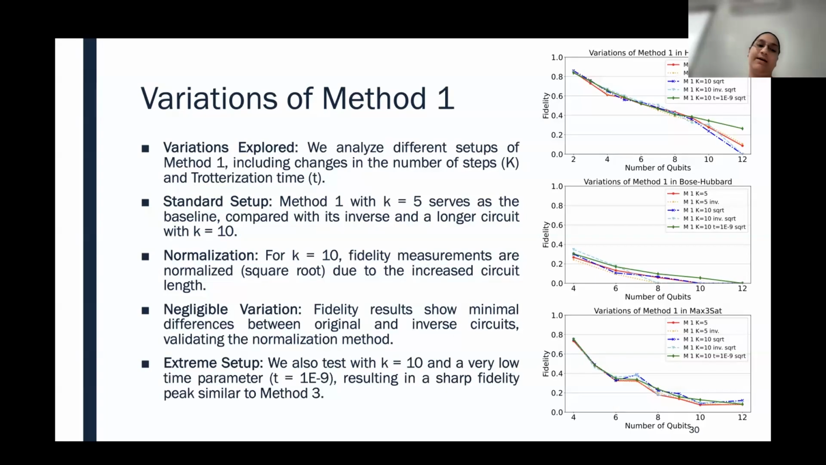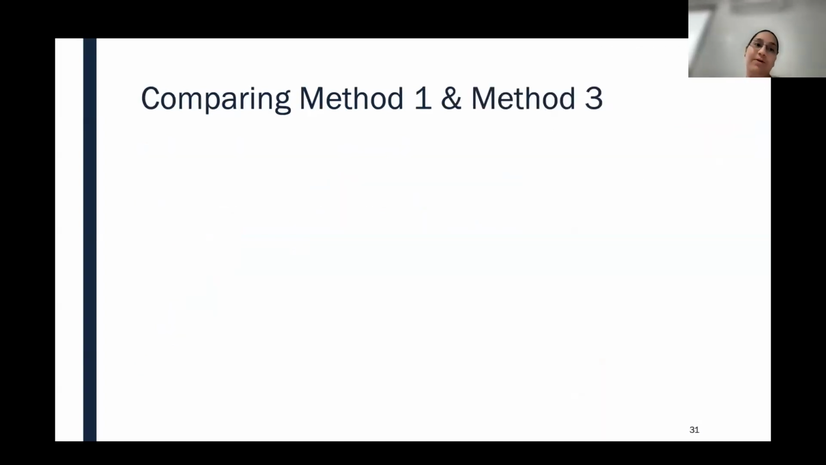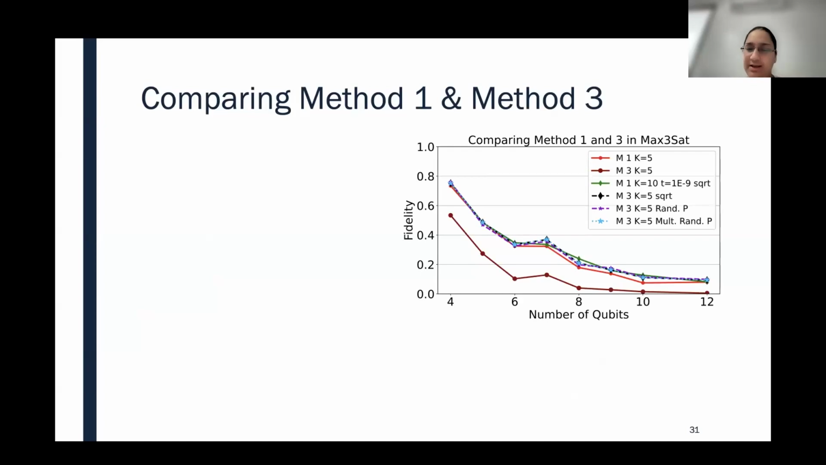Another extreme setup that we also try is number of steps equals 10, but with a very low time parameter. Now this results in a sharp fidelity peak very similar to method 3. So now we move on to comparing method 1 and method 3. We are only going to look at one plot here. It is safe to assume that for all the other models, the plots look very similar.